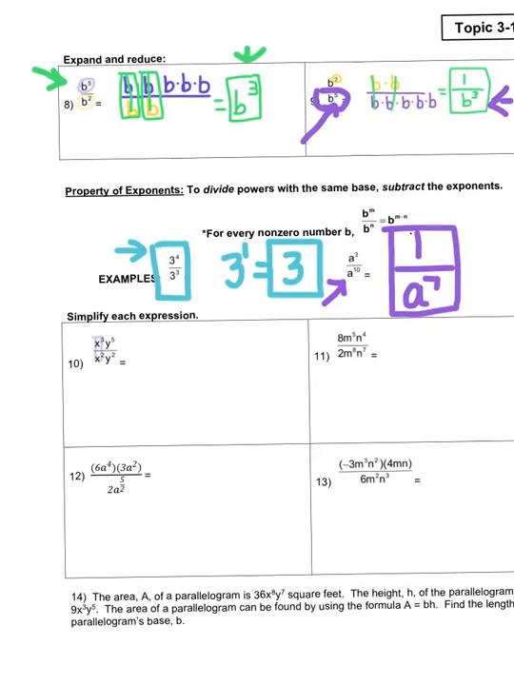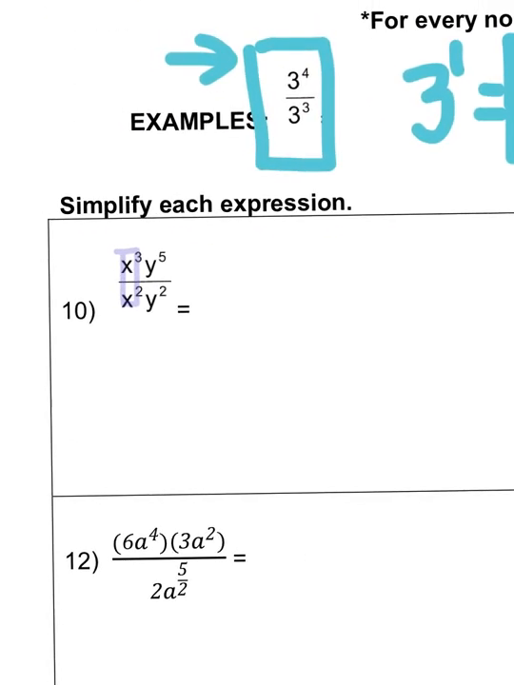Let's look at number 10. We have a base of x, and we're dividing, so we'll subtract. I know that the x will be in the numerator because 3 is greater than 2. 3 minus 2 is 1, and there is an understood 1 there that I do not have to write.